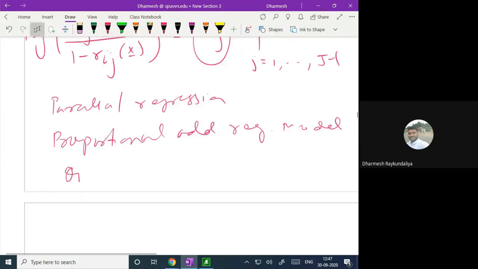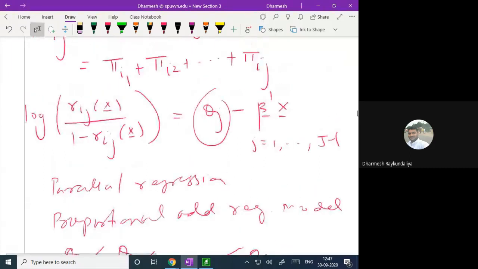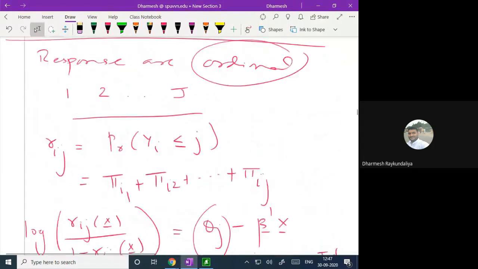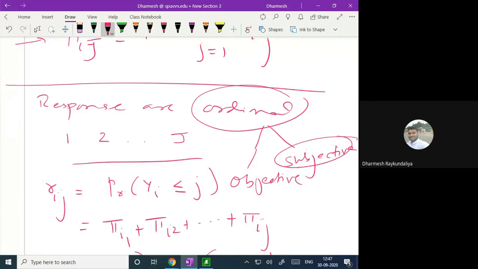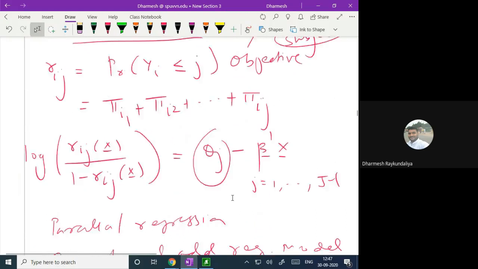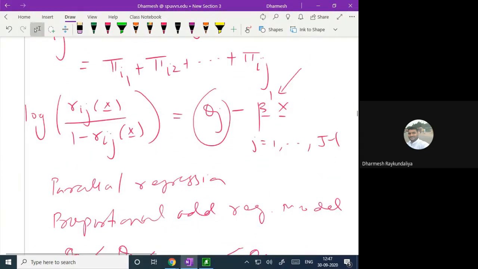Okay, and what is the connection between theta 1, theta 2, up to theta capital J minus 1? The thetas are strictly ordered, but this model is applicable when the responses are ordinal and subjective in nature. For objective responses, there is a different model. When they are subjective, it means that if we combine two adjacent categories, there should not be any change in the regression coefficient. The combination of adjacent categories has no impact on the effect of the regressor on the logit model.